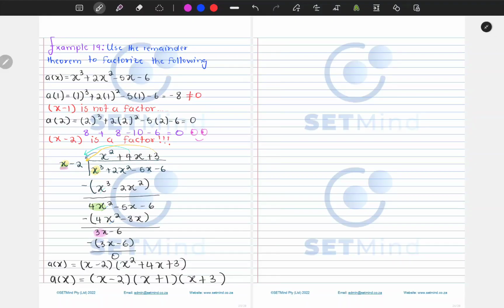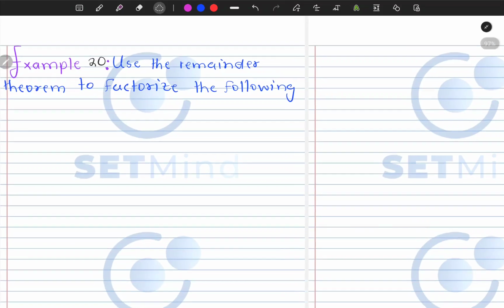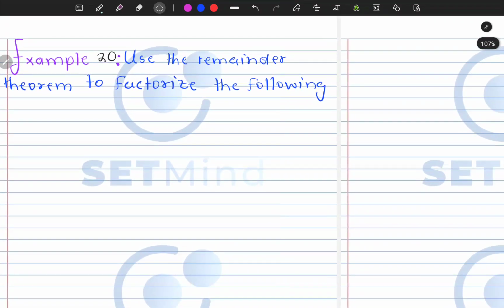So let's have a look at the last example, which is going to be example 20, and then we conclude. Right, let's have a look at example 20. We are still using the remainder theorem to be able to factorize. But for example 20, what we have is x cubed minus 2x minus 4. And this will be our a of x.